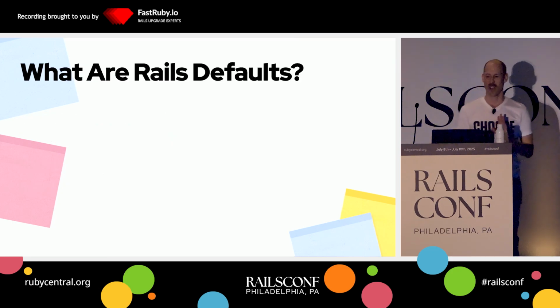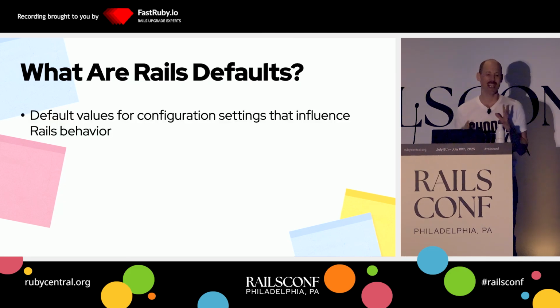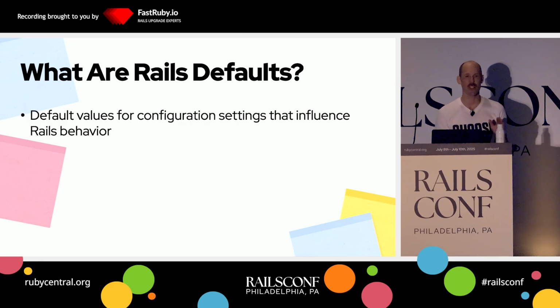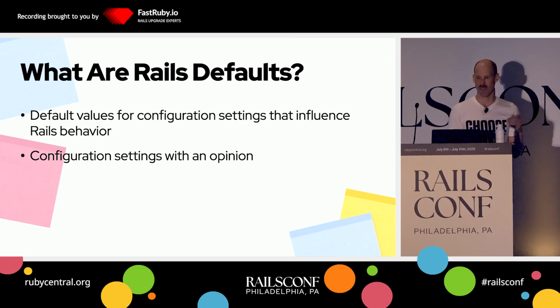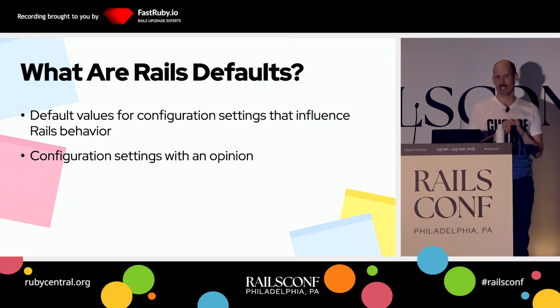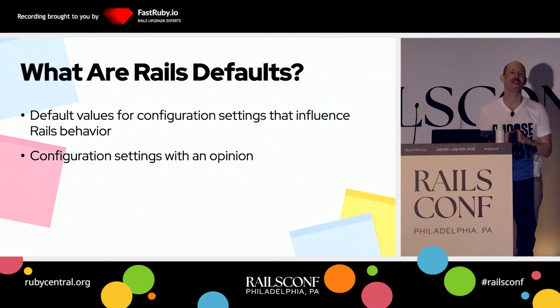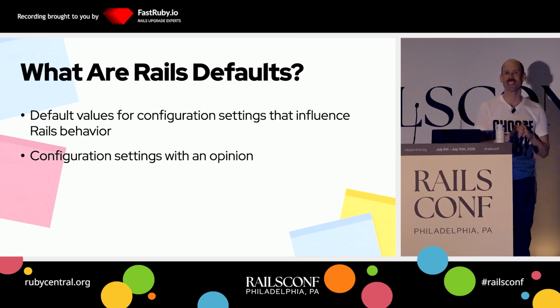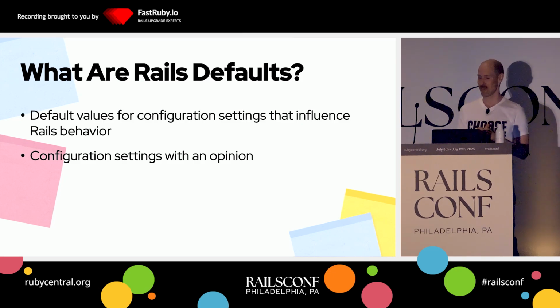OK, so first off, what are they? What is even a default? Well, default values are configuration settings that influence Rails behavior. They're just like any other configuration setting that you've probably seen in application.rb, files like that. But they're a little different. They're configuration settings with an opinion. With most configuration settings, it's totally up to you. Set whatever you want. Defaults are different. Defaults have a suggested value from the Rails team.